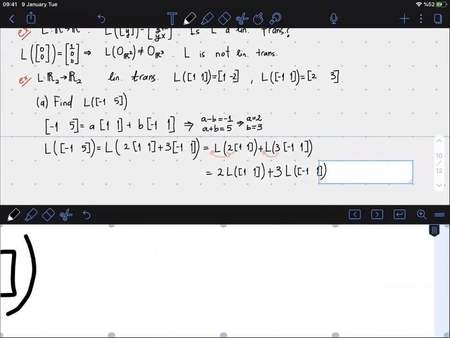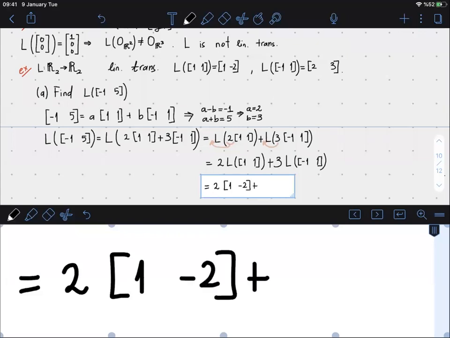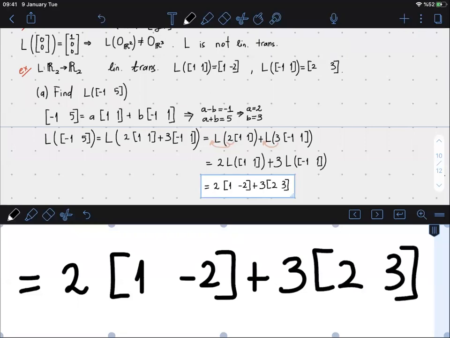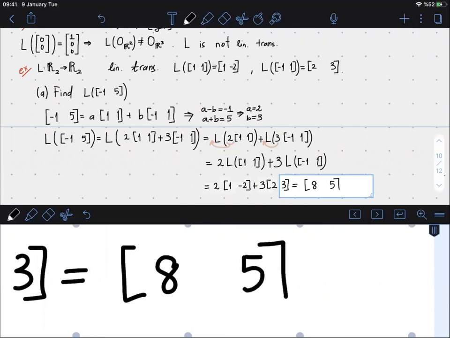So what is this? Let's write. This is 2 times the vector (1, -2) plus 3 times the vector (2, 3), right? So I can just compute this. This is 2 plus 6, which is 8, and -4 plus 9 is 5. So the answer is (8, 5).